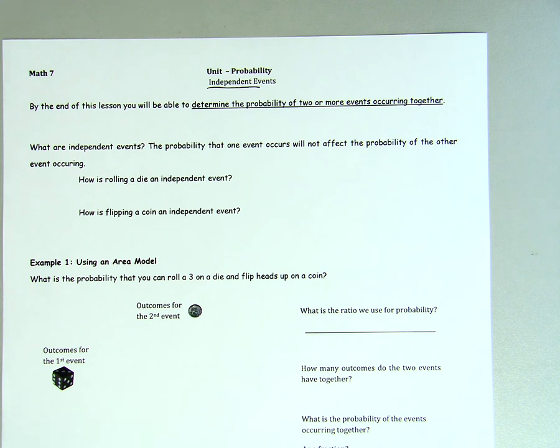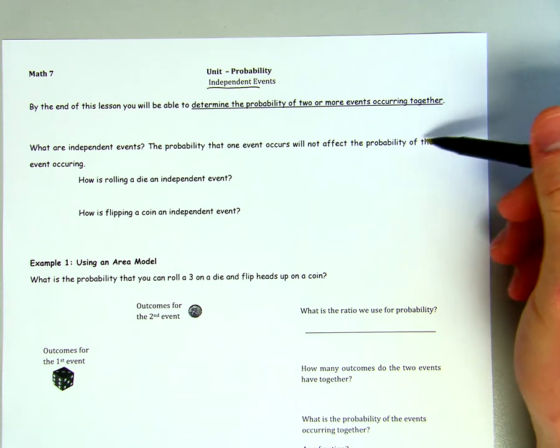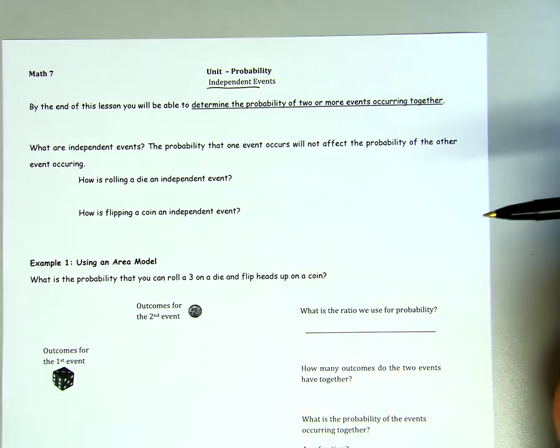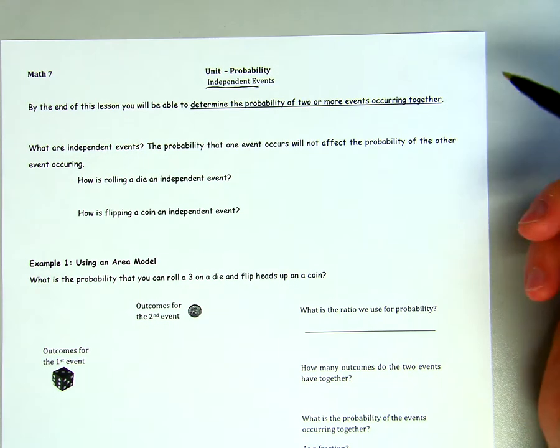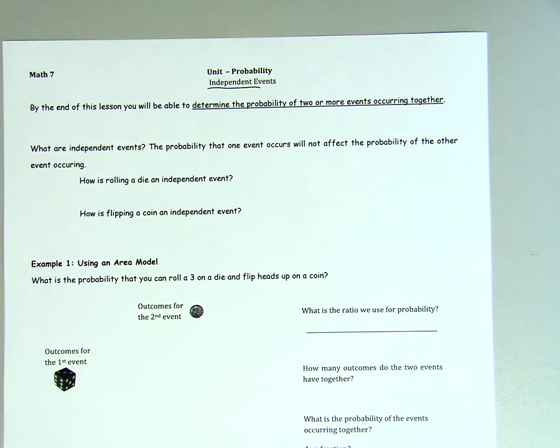Okay. So what are independent events? The probability that one event occurs will not affect the probability of the other event. How is rolling a die an independent event? When you roll a die, you can get a 1, 2, 3, 4, 5, or 6. Even if you get a 1 the first time, when you roll it the second time, it's not like you can't get a 1 again. You can still get a 1, 2, 3, 4, 5, or 6.